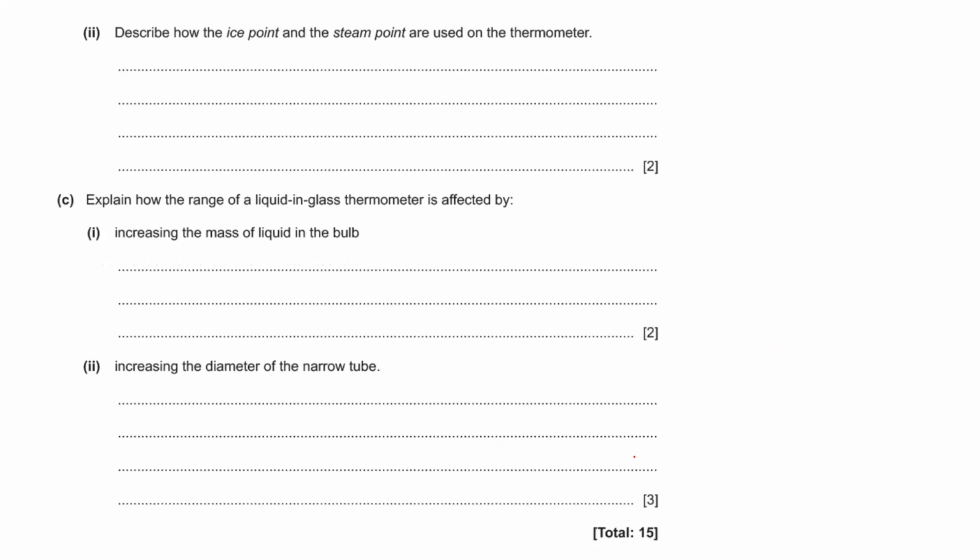So remember, ice point and steam point are two ends of the scale. So ice point is the 0 degree calibration on a thermometer.